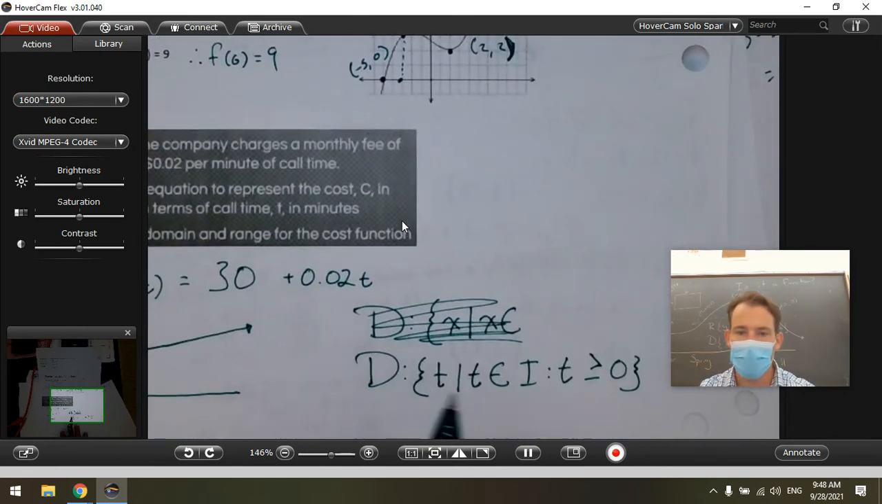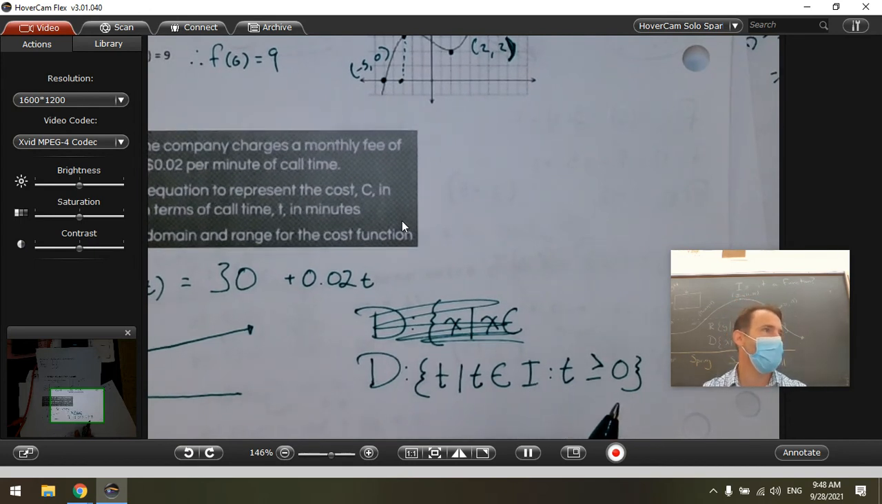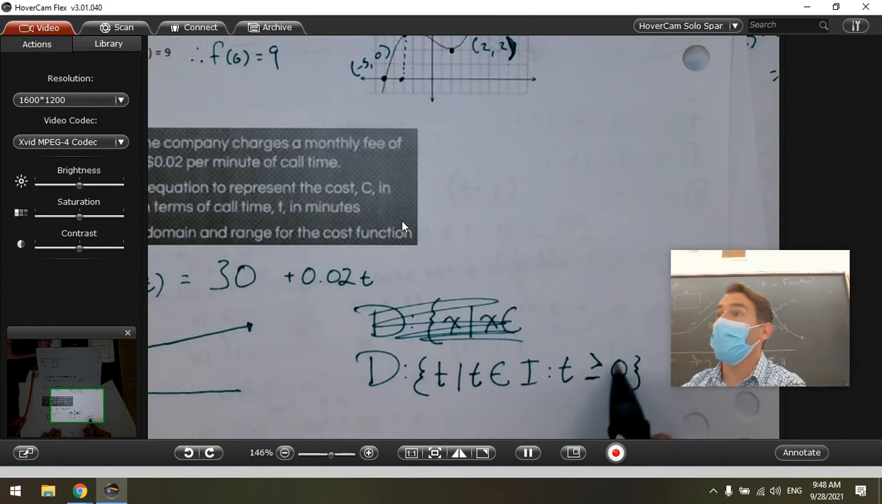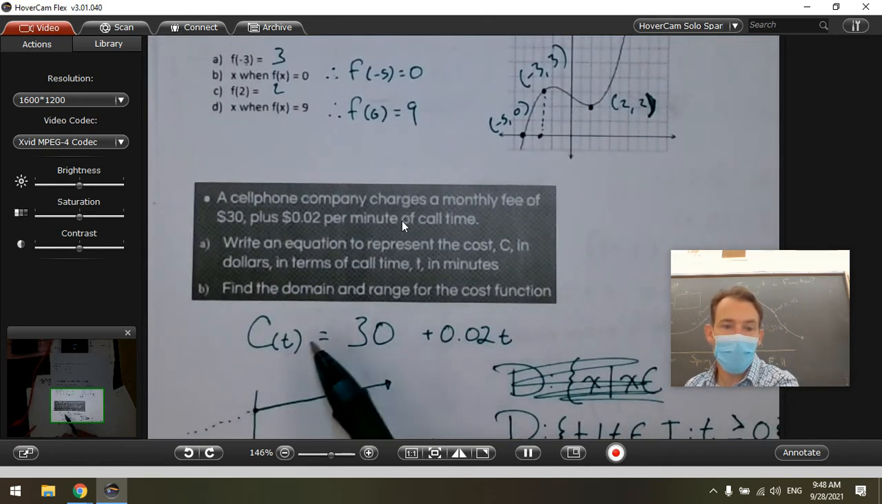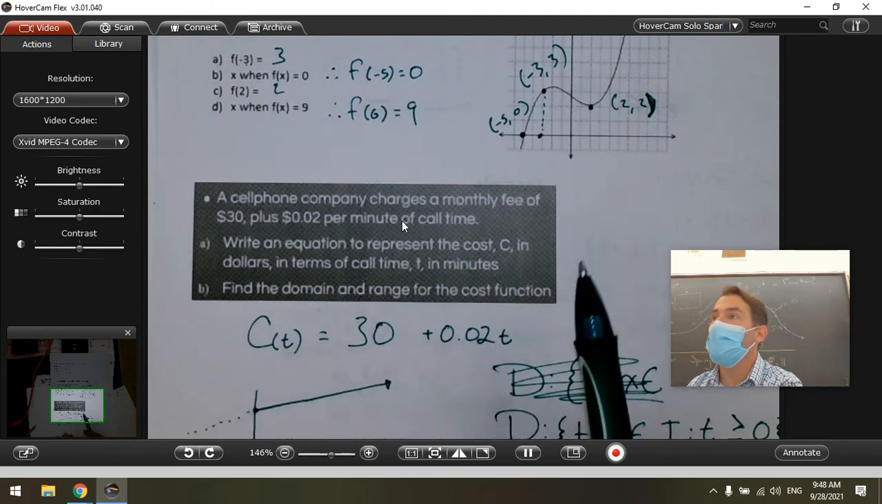We could say that time is of the integers. If you said reals here, that's fine. And that time is necessarily bigger than 0, because you can't talk for negative minutes. But we have greater than or equal to, because you could talk for 0 minutes. And then your bill would be how much? $30, yeah, because C at 0, if I substitute 0 in for T, I get 30. So C at 0 is 30.